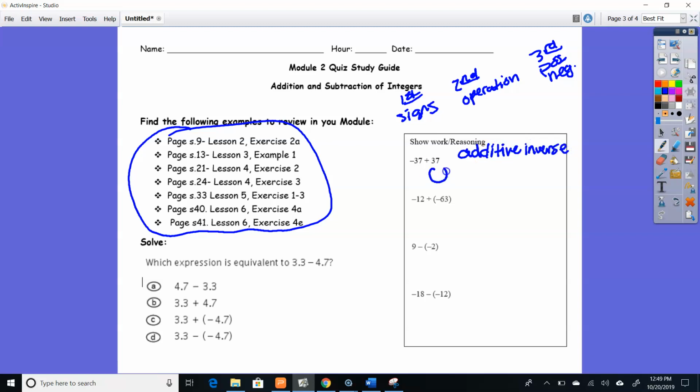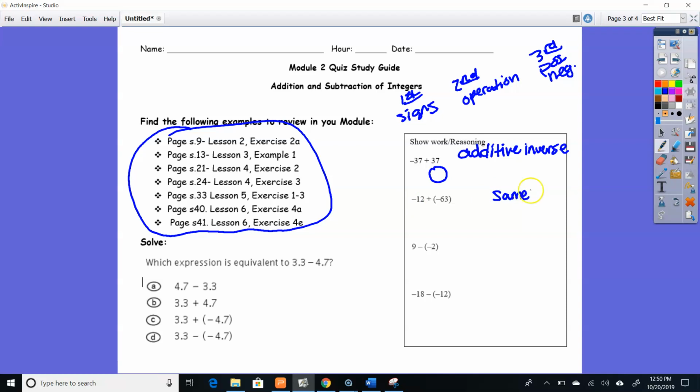And so that's why this is 0. One's negative 37, the other one is positive 37. That would work as my work or reasoning for this. Okay, next we see the first word is about the signs, which are the same.